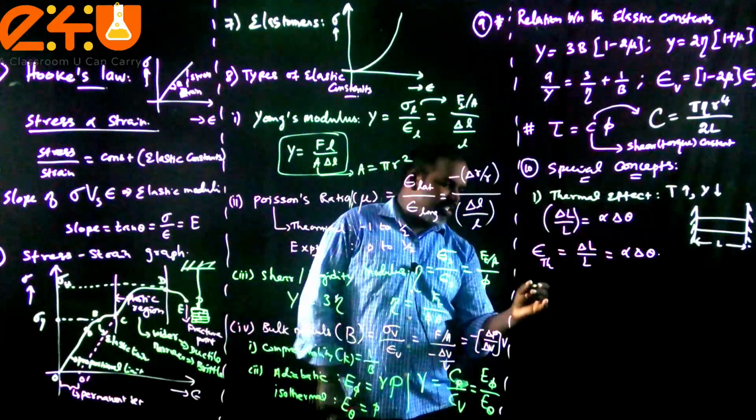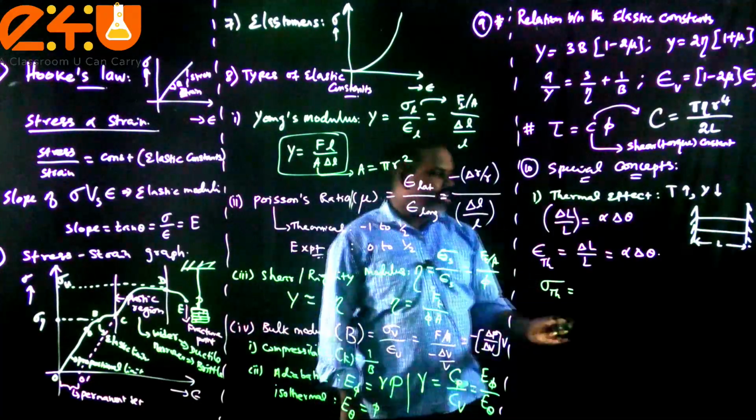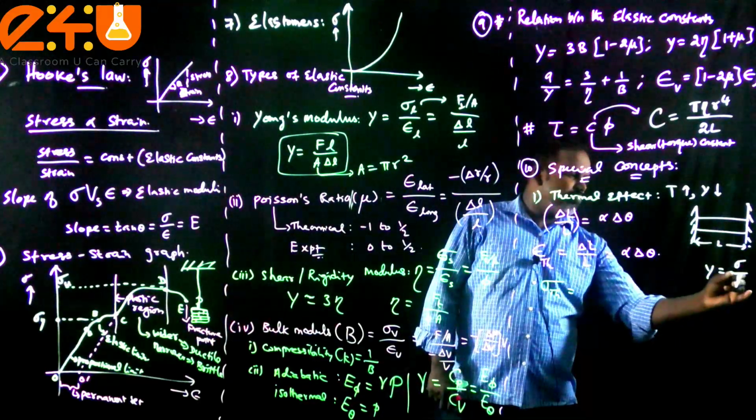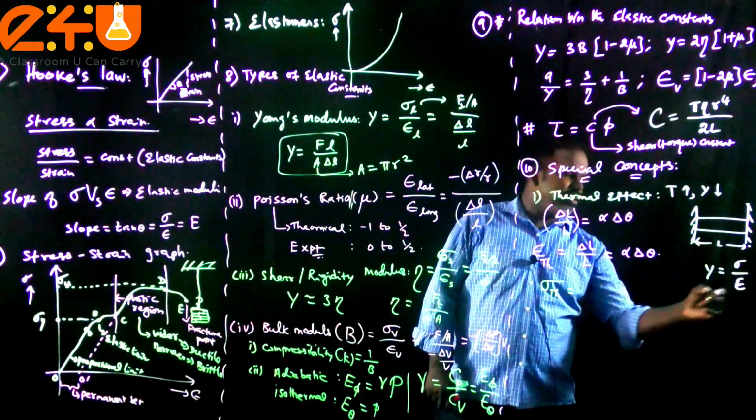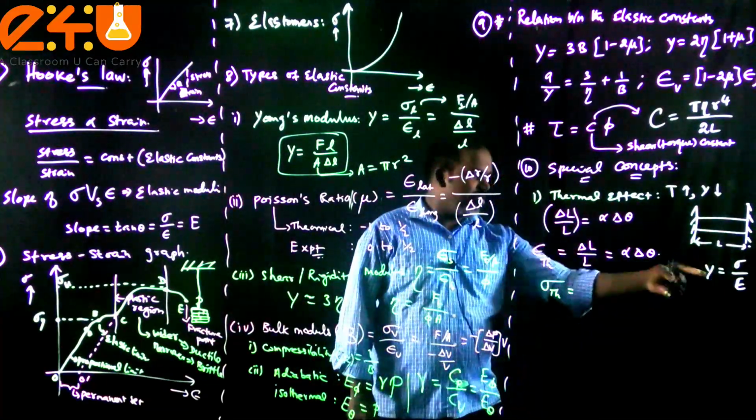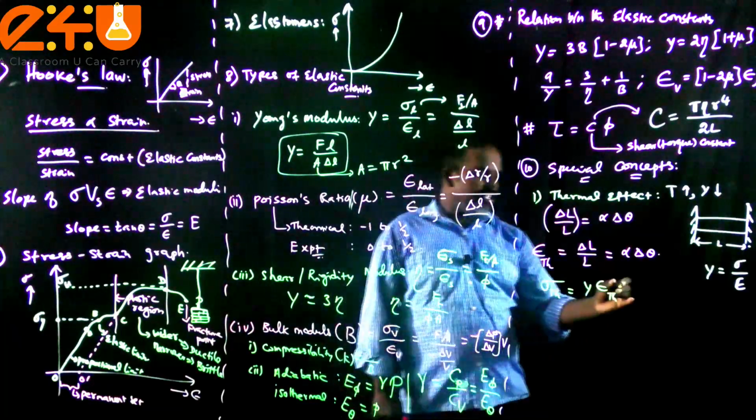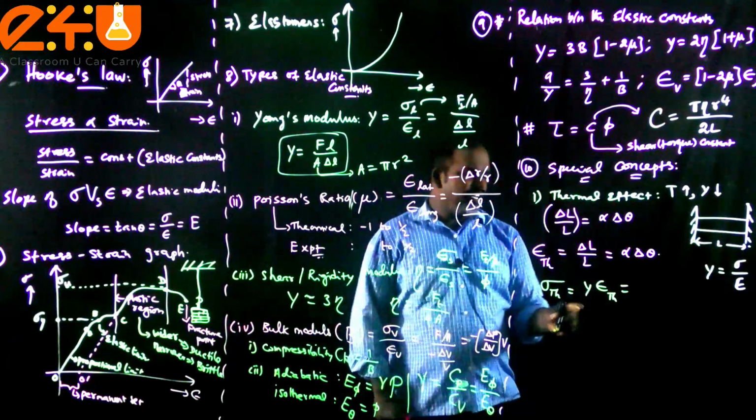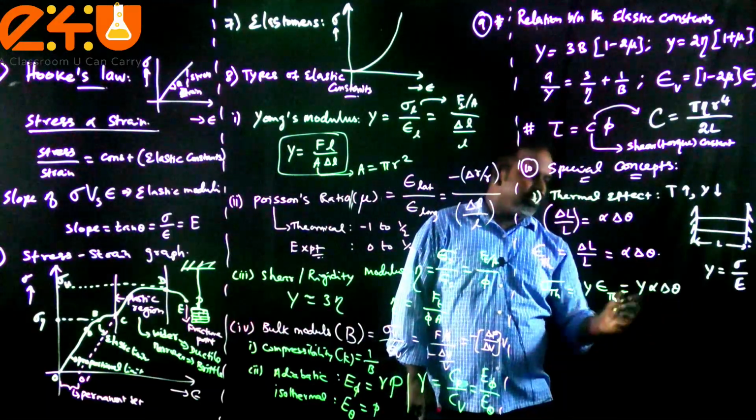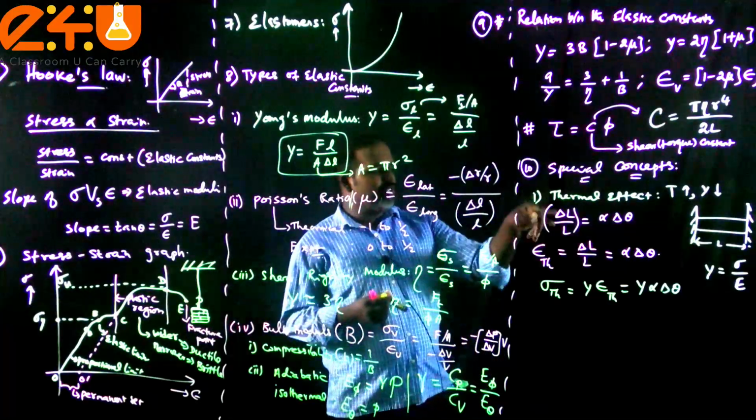Therefore I can write the thermal stress sigma TH. Generally we know that Young's modulus is equal to sigma by epsilon. So from this I can write that sigma is equal to Y into epsilon, so Y into thermal strain. That is equal to Y into alpha into delta theta. So this is what we must know related to the thermal effect.